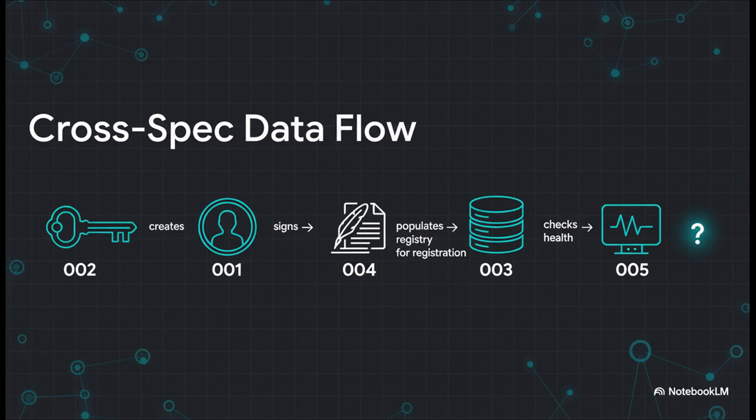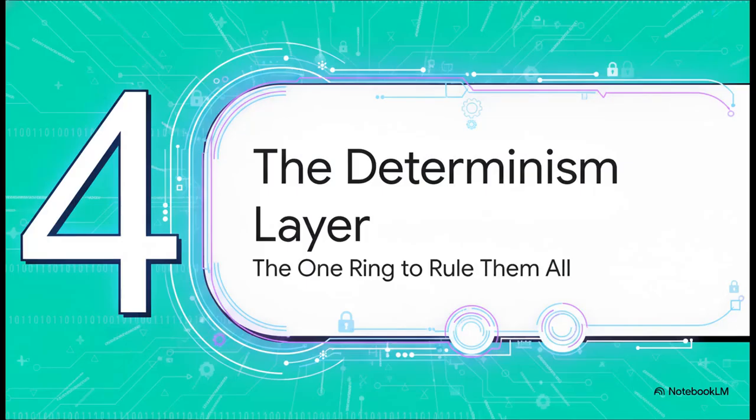But, you know, that's only part of the story. The real secret, the thing that governs them all, is something else. And that brings us to the keystone of this entire system. It's a special layer that has one job and one job only: to enforce absolute, total consistency across every other part of the protocol. It is the one ring to rule them all.